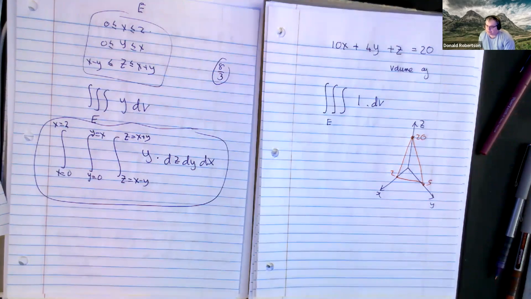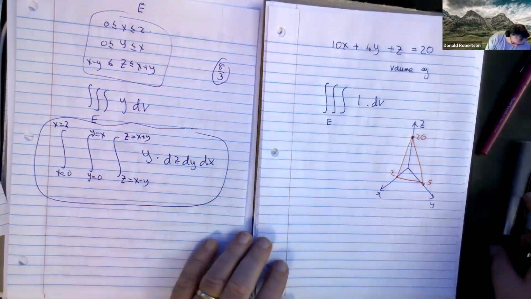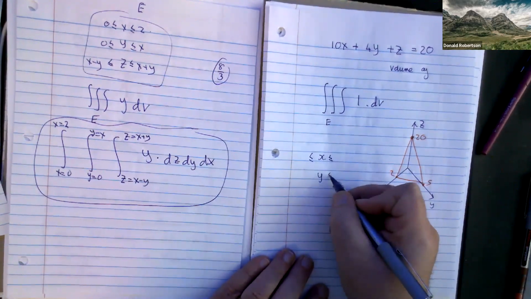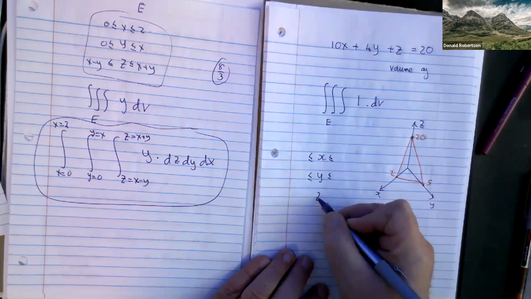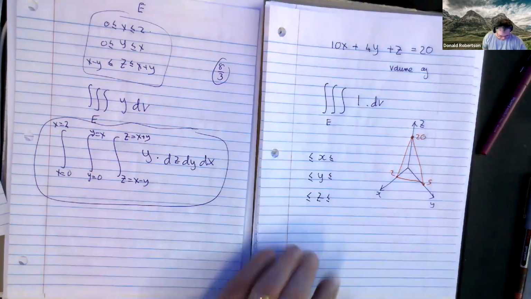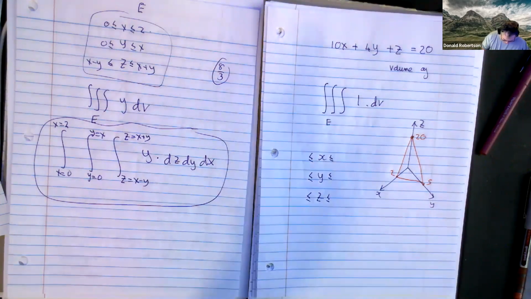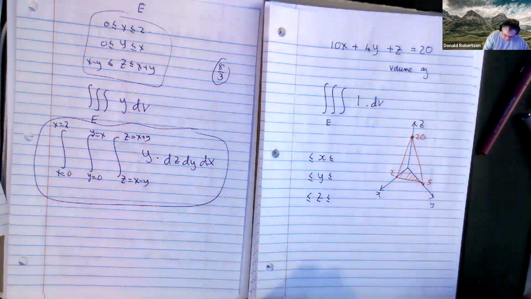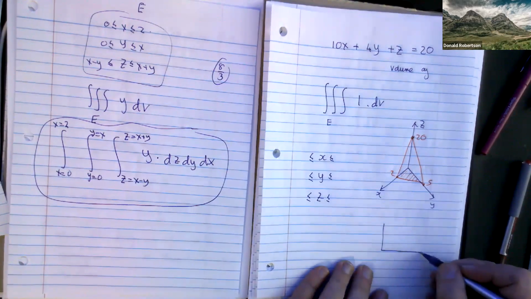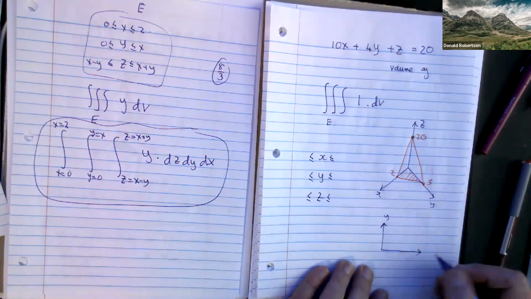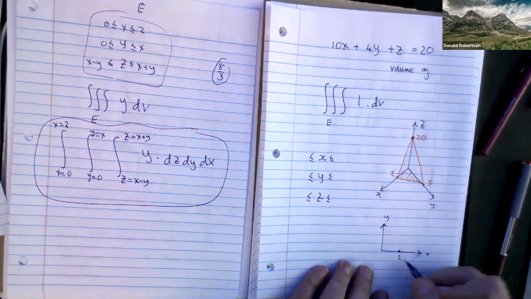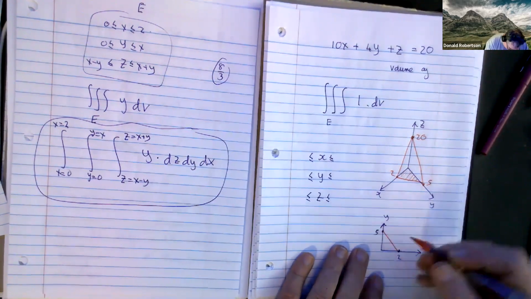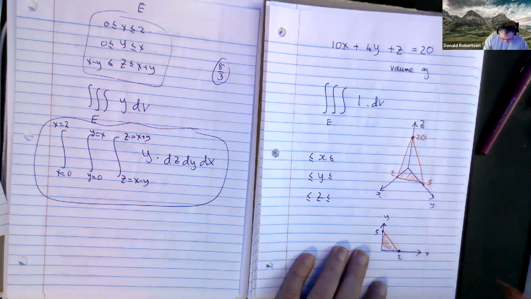So far, so good. I need to find the range of x's, the range of y's, and the range of z's, because that's what's going to go here. When I look at this shape, what I see on the ground is a little triangle. So I'm going to orientate it like this. And I'm going to make that 2, and that 5. And I'm getting deja vu here because that's almost exactly the same as one of the earlier triangles we got, isn't it?